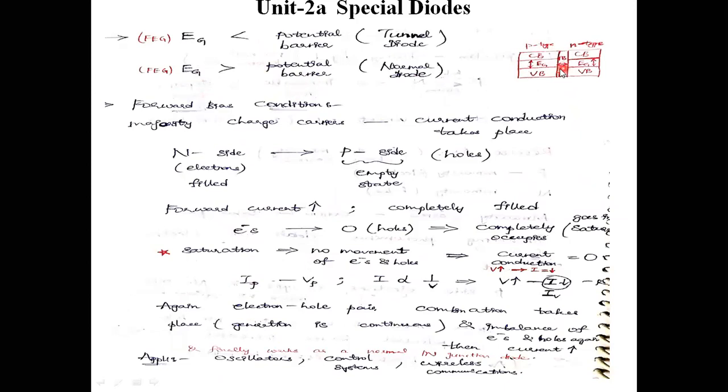The forbidden energy gap Eg is very much greater than this potential barrier in a normal diode. Whereas in a tunnel diode, this energy gap is very much less when compared to this potential barrier. That means this potential barrier is high when compared to this forbidden energy gap. This potential barrier is high in tunnel diodes when compared to the forbidden energy gap of this P-type material and N-type material.